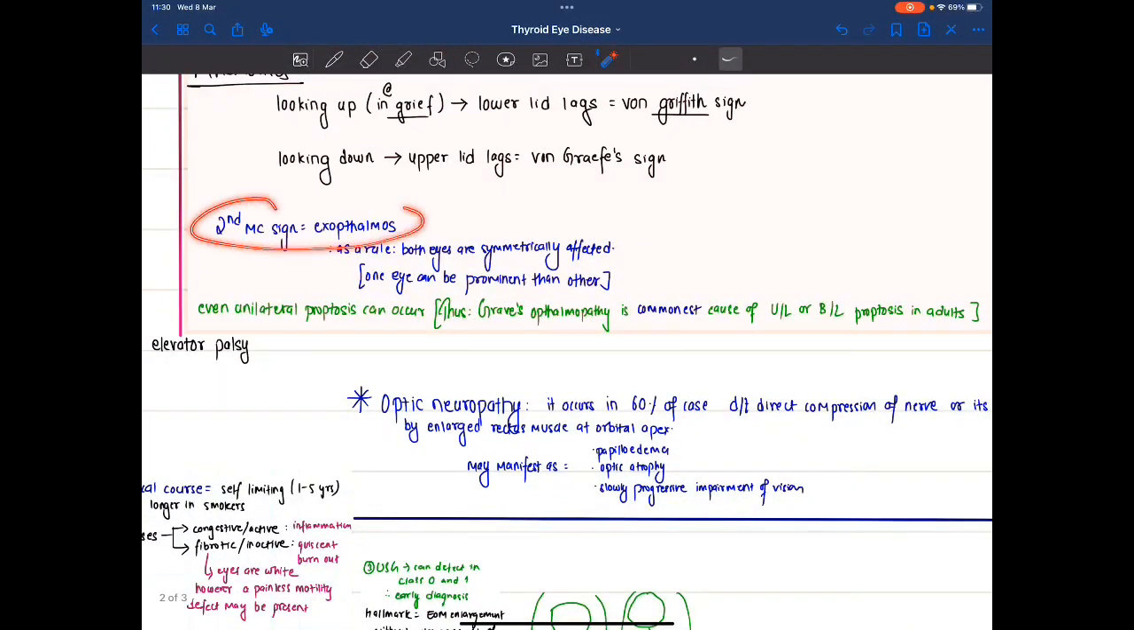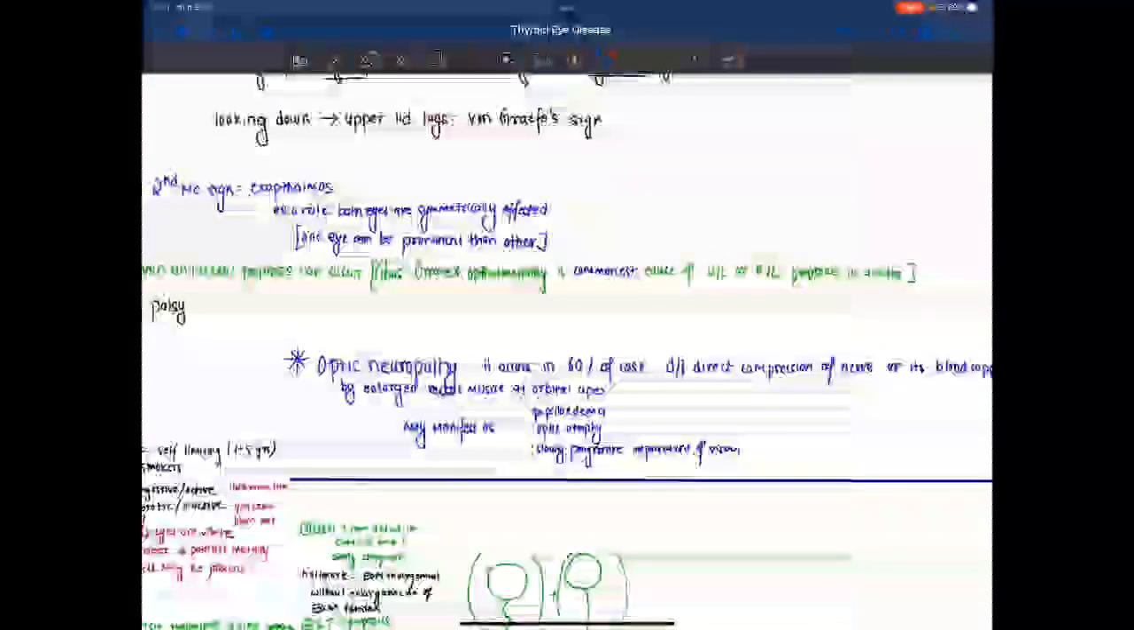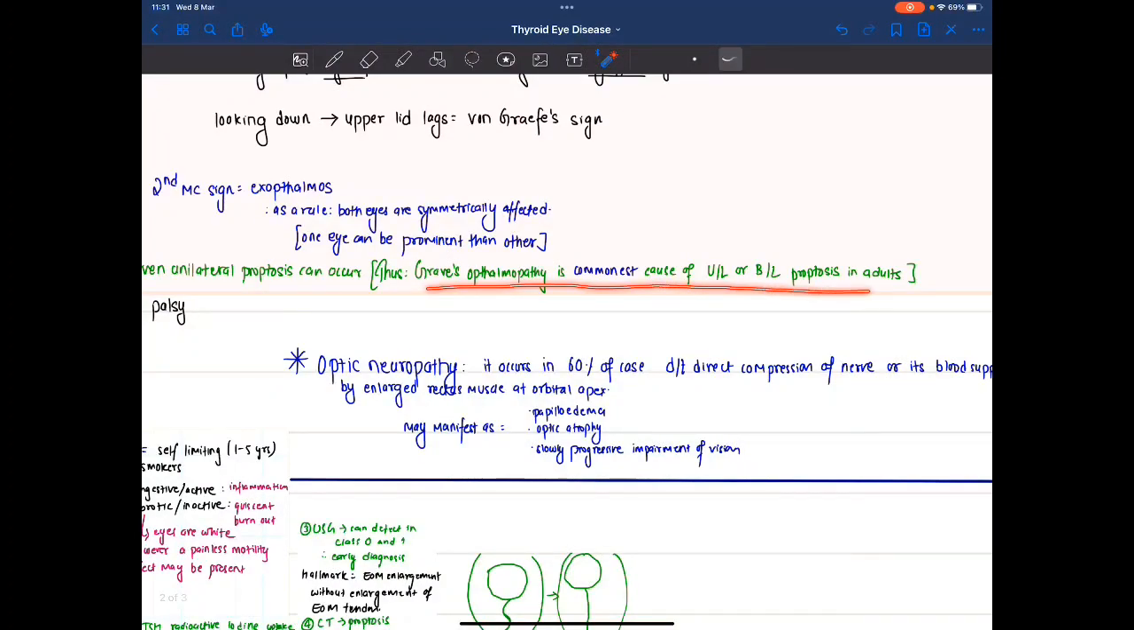What is the second most common sign? The first most common sign is Dalrymple sign. The second most common sign is exophthalmos. As a rule, both eyes are symmetrically affected. One eye can be more prominent than the other. Even unilateral proptosis can occur. Thus, Graves ophthalmopathy is the commonest cause of both unilateral and bilateral proptosis in adults.